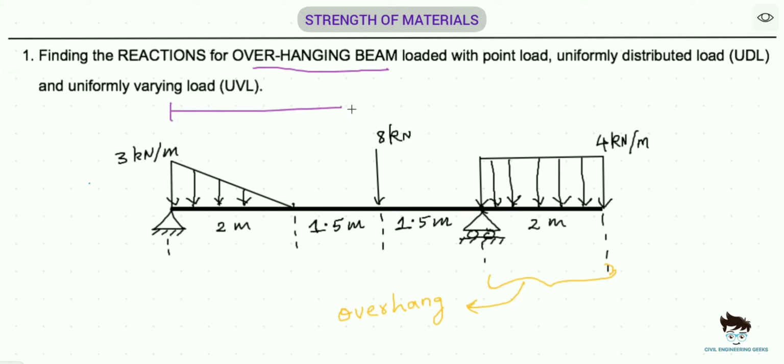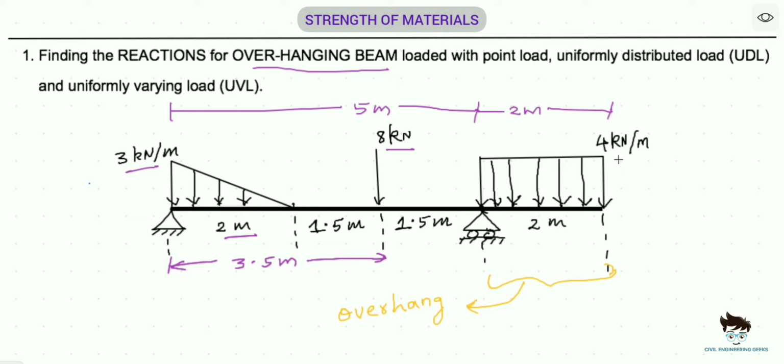We have an overhang beam of length 5 meters and 2 meters has been overhanged. So the total length of the beam is 7 meters, which has been loaded with a triangular load of maximum magnitude 3 kN per meter and length of 2 meters from the left end of the beam. Then a point load of 8 kN at a distance of 3.5 meters from the left end of the beam. And finally we have a uniformly distributed load of 4 kN per meter on the entire overhanging part of the beam.